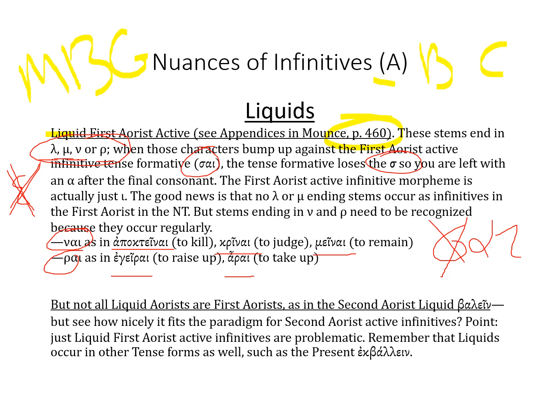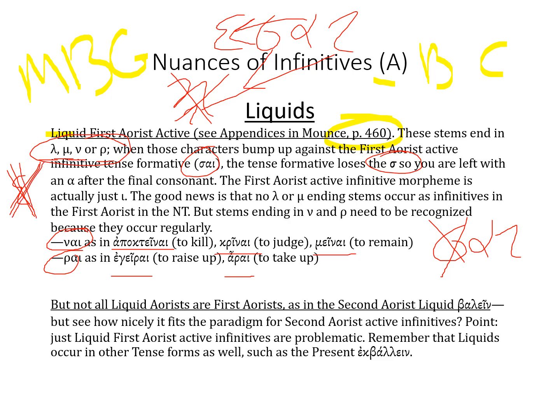In the past, we saw where that epsilon and then the sigma alpha iota, that sigma would drop, alpha would cause this epsilon to become eta, and then the iota would subscript. That is in the indicative. That does not happen here in the infinitive because there is no epsilon. So that sigma is just going to drop right out, and we have this ending here, alpha iota, with each of the active liquid stems here, nai, and with ni and ri.